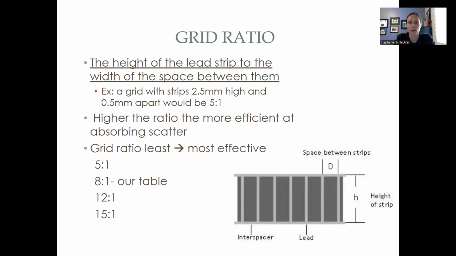Okay, so we have different grid systems, if you will. So there's grid ratios. So that's what we're looking at, the height of the lead compared to the width of the space between them. Okay, so if you have a 2.5 millimeter high piece of lead and it's 0.5 millimeter apart, it's going to be a 5:1 grid ratio. Right, the higher the ratio, the better it is at absorbing scatter radiation. Right, it's going to get just the best of the best of those X-rays going through. Okay, so least effective on our ratio is 5:1, 15:1 is our most effective.